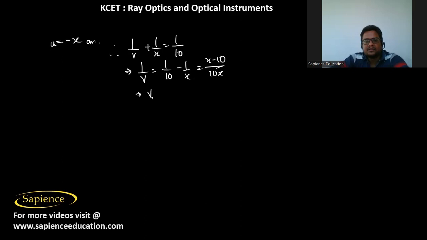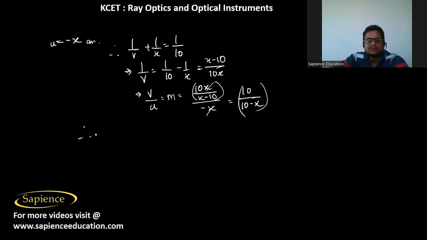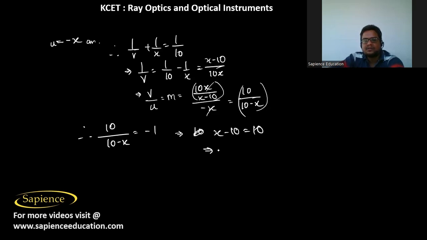So v by u, that is equal to m, will be equal to 10x by x minus 10, this is v, divided by u, that is minus x. So x will cancel, so this will be 10 by 10 minus x. So now, 10 by 10 minus x should be equal to minus 1. So x minus 10 should be equal to 10. So x should be equal to 20.